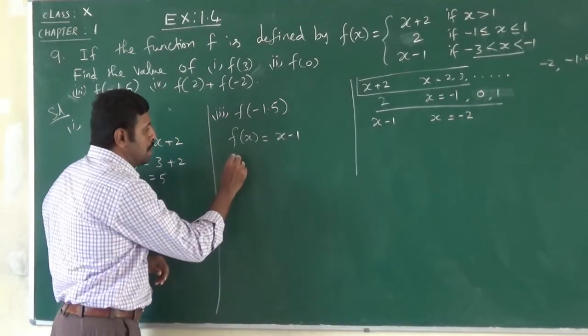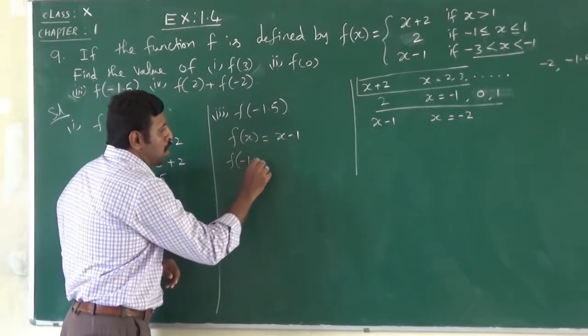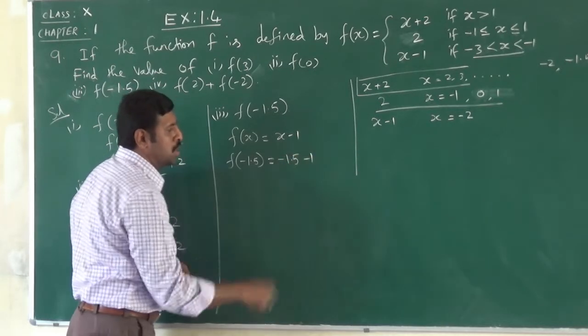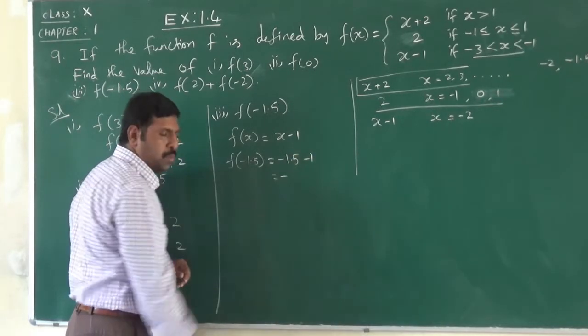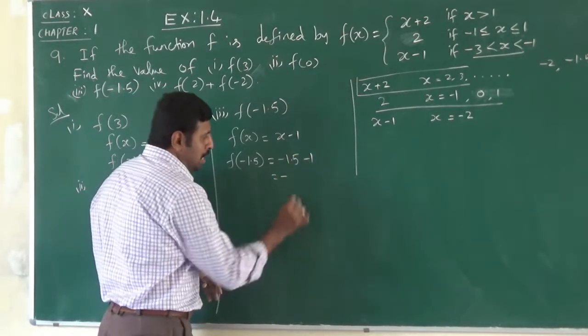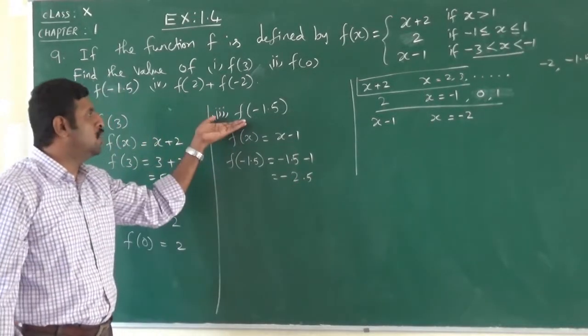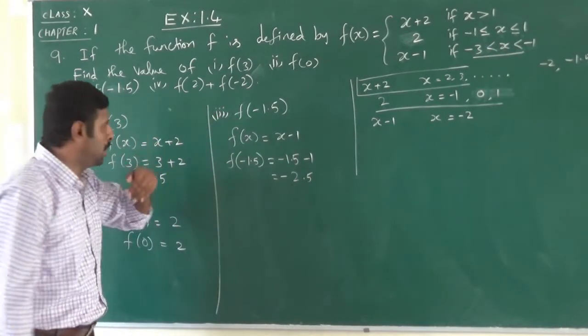In the place of x, I am going to apply the value minus 1.5. Here we put minus 1.5 minus 1, both having the negative symbol. So put minus symbol, add the numbers, that is 2.5. So minus 2.5 is the value of the function at minus 1.5.